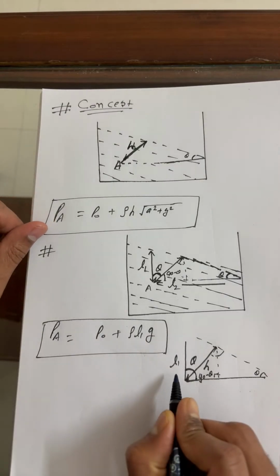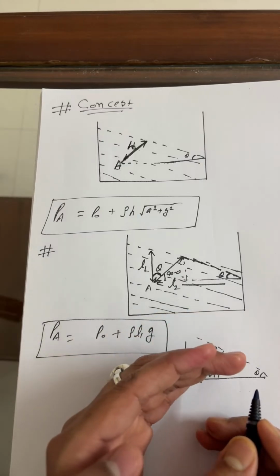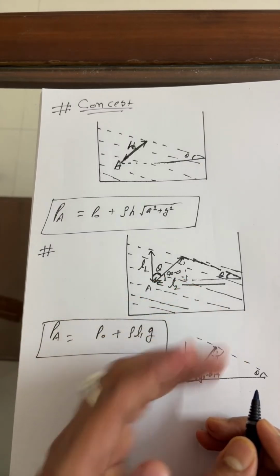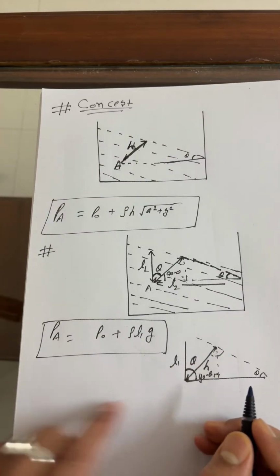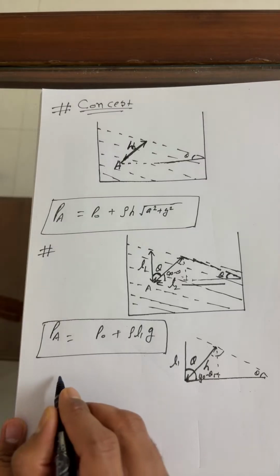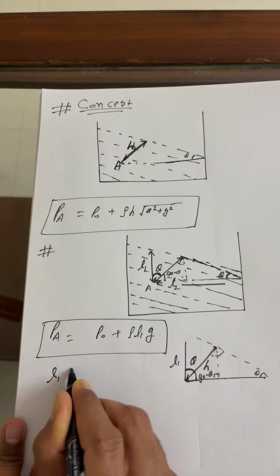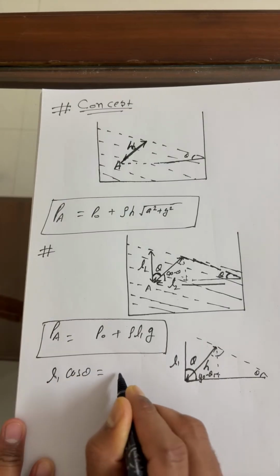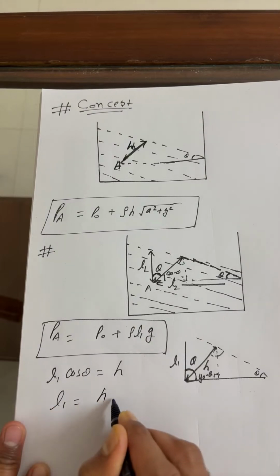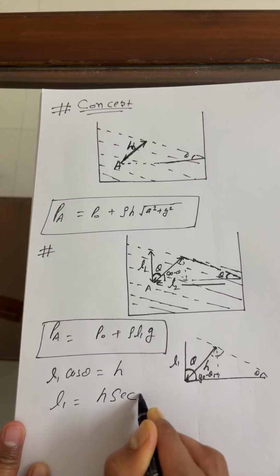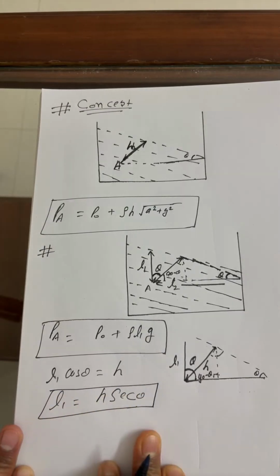Okay, students, take the component of L1. L1 cos theta is equal to H, both are parallel. You can write L1 cos theta equals H. So L1 equals H times sec theta. Students, you can write L1 as H times sec theta.